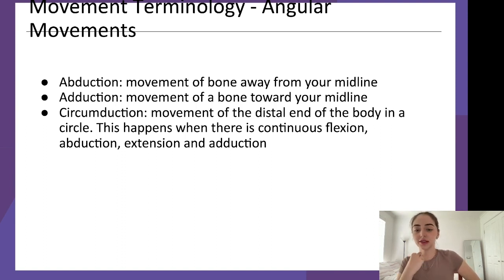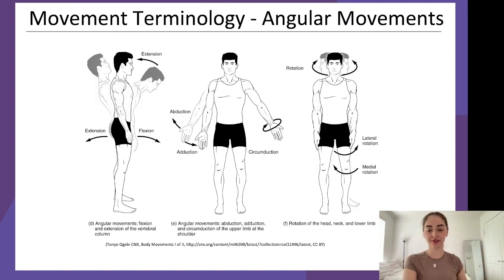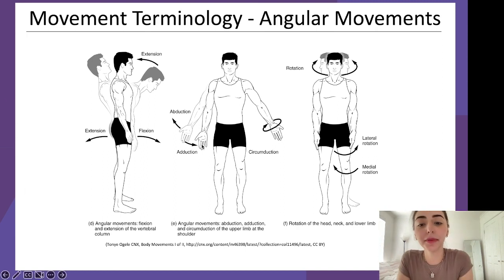This happens when there is continuous flexion, abduction, extension, and adduction happening all at once. If I move my arm continuously, you can see I'm doing all of those things: flexing it, then abduction, bringing it away, and then bringing it back towards, extending it. So that's circumduction. Again, this is a better diagram than me waving my arm around. So abduction is away from the midline, adduction toward the midline, circumduction is circular movement.